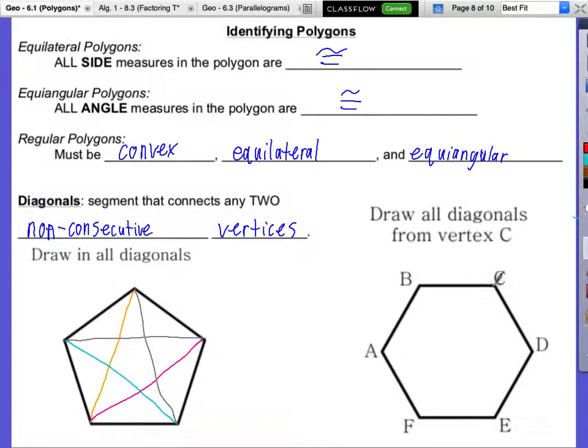So is there a diagonal from C to B? No. C to A, yes, it has one. C to F, C to E. Does C to D have one? No. So how many diagonals were there from point C? Three. Okay.